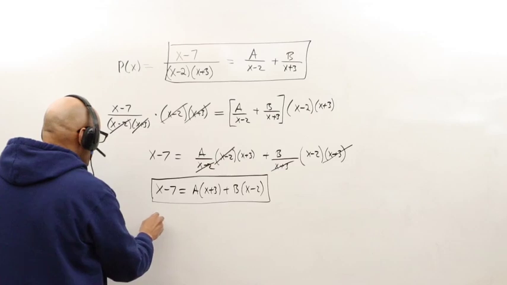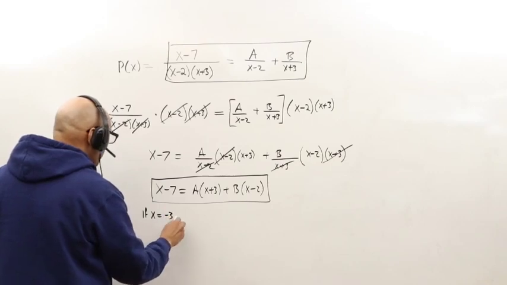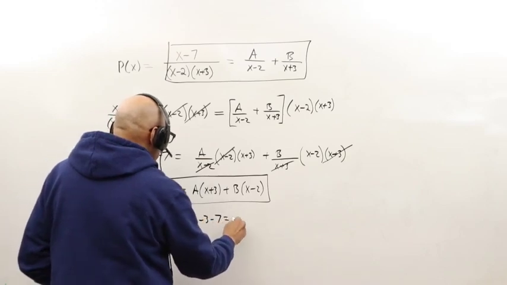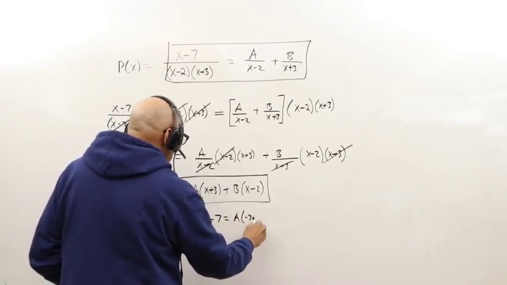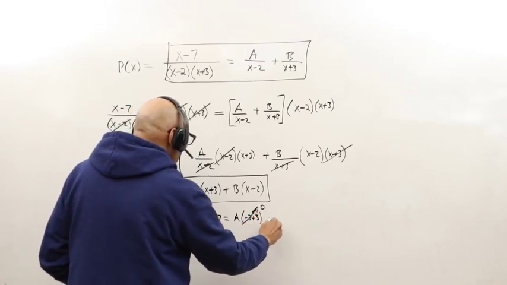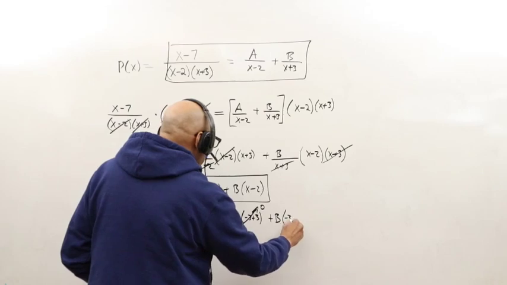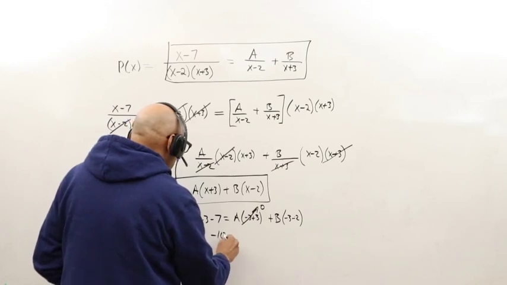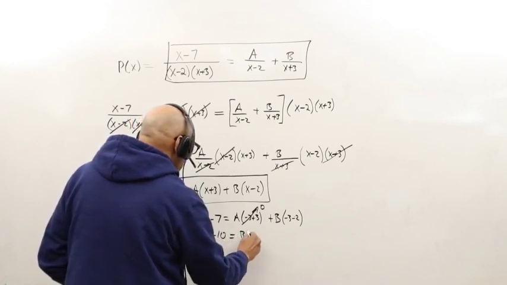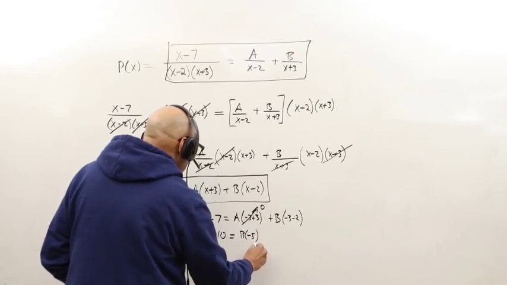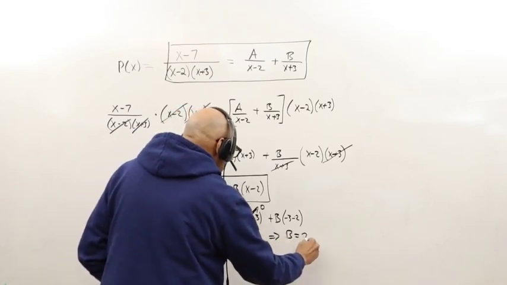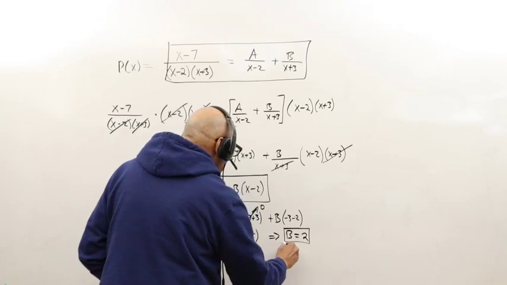So let's select x equal to negative 3. So this whole term is 0, and this becomes negative 3 minus 7 is equal to a times (negative 3 plus 3), which is the term that becomes 0, plus b times (negative 3 minus 2). So this becomes negative 10 is equal to b times negative 5, and b is equal to 2. A simple calculation.